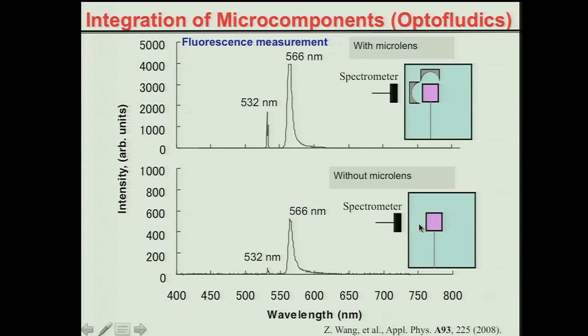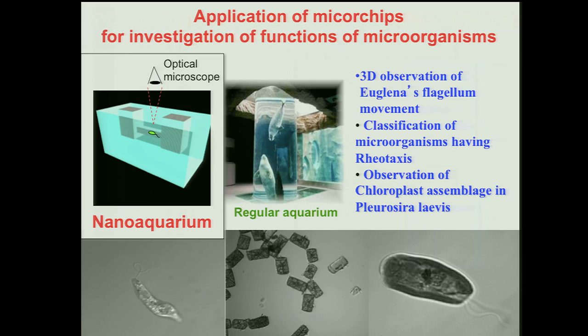And then, as one of the applications of this technique, we proposed to use this biochip for the dynamic observation and determination of the functions of microorganisms. And we have already successfully demonstrated some experiments as listed here. Such biochips for the investigation of microorganisms have been termed nanoaquarium.